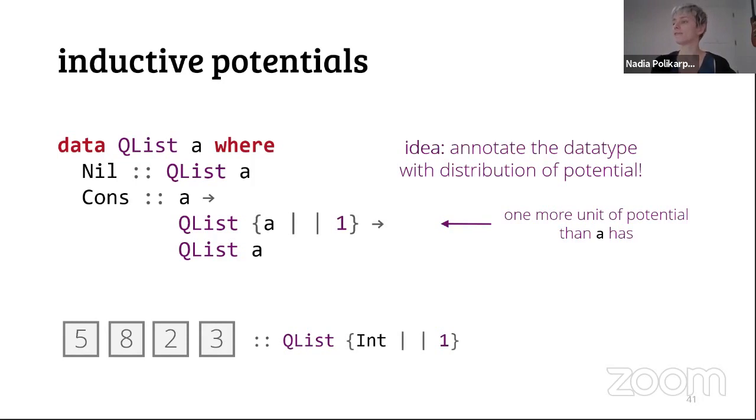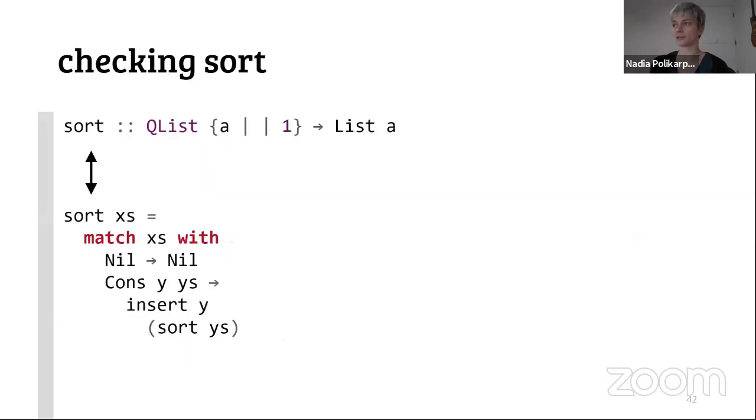Well, yeah. If you have a list of type QList, let's say with elements of type int with potential 1, this means that your head will have potential 1. The next element will have 1 more, meaning 2. The next element 1 more, the next element 1 more. So the total amount of potential in this list will add up to n times (n plus 1) over 2, where n is the length of the list. So it's going to be quadratic potential, and it's exactly what insertion sort needs.